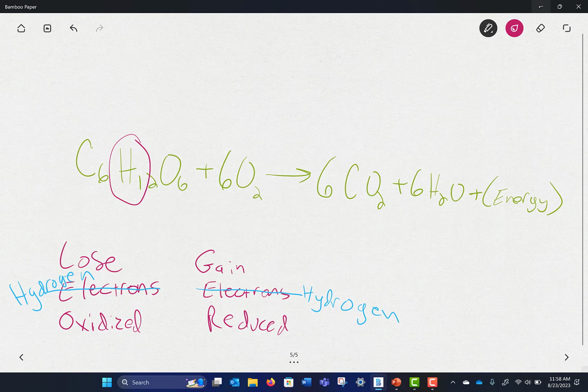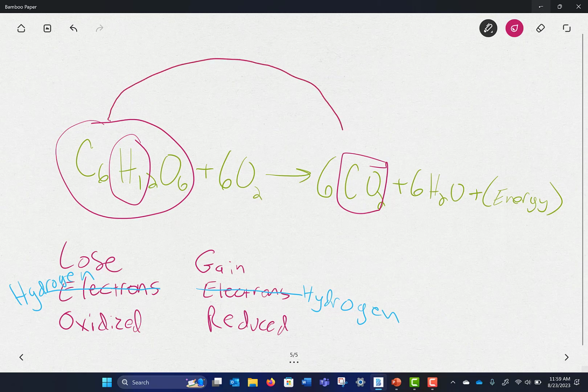Now let's look on the right side at the products. Do we see anywhere where there is a C and an O without an H? Don't pay attention to the numbers. Just look for a C and an O without an H. Right there. So, glucose lost hydrogens to become CO2. We say that glucose was oxidized to carbon dioxide.